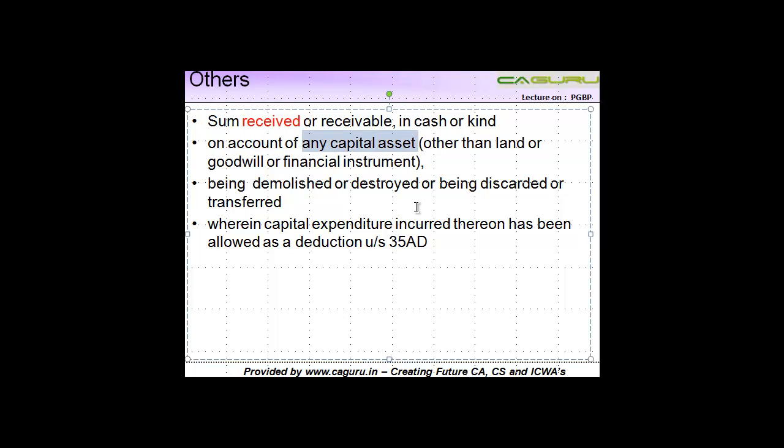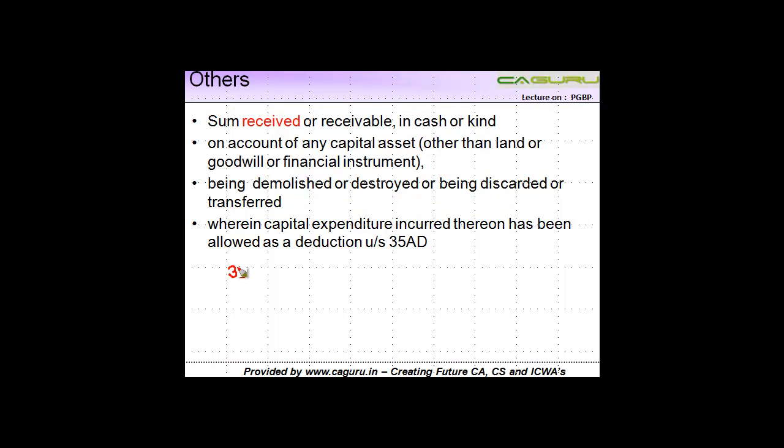So if there's a capital asset in a business, okay, which business? I'll just come to it a little later. Other than land or goodwill or financial instrument, being demolished, destroyed, discarded or transferred, wherein capital expenditure incurred thereon has been allowed as a deduction under section 35 AD. Let's step back a little bit.